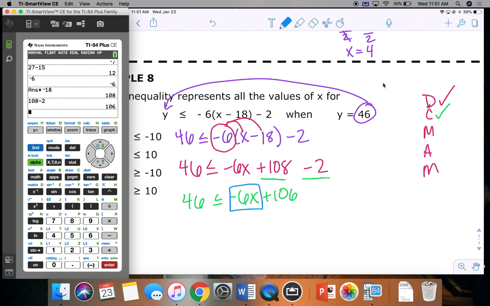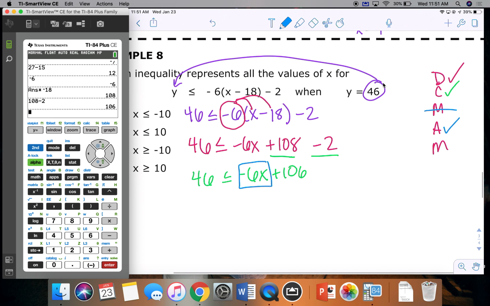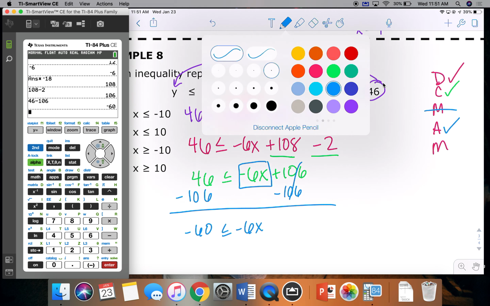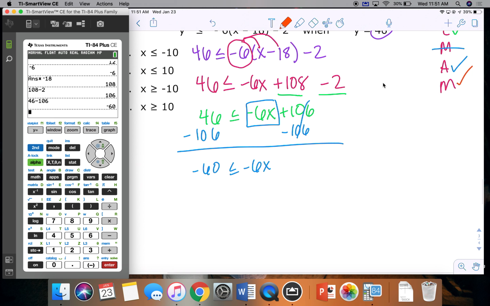When I box my x, I don't have x's on both sides, so I don't need to move a variable. Outside of the box, I do have something, so I need to move that. 106 is positive, so I move it by subtracting. So 46 minus 106 is a negative 60. And then I finish the problem by dividing by a negative 6.